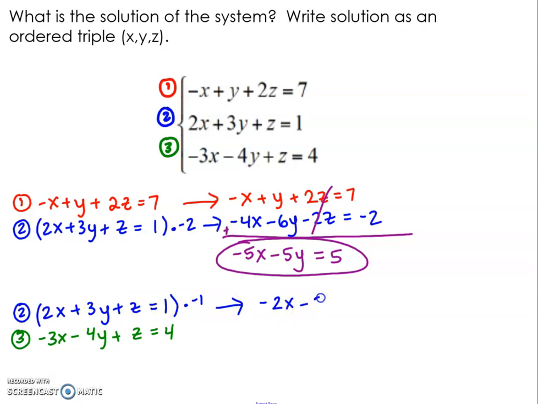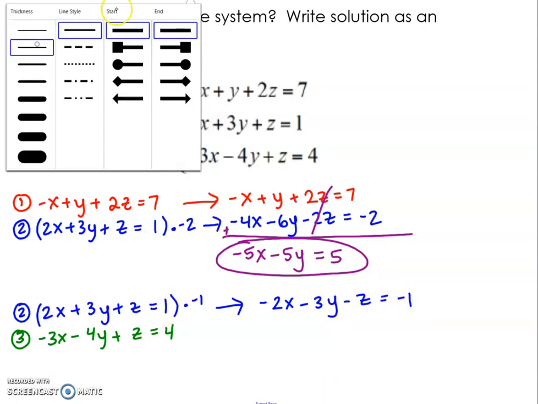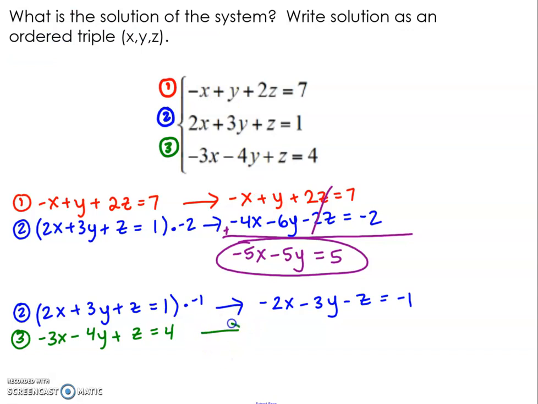3y times negative 1 is negative 3y. Z times negative 1 is negative z. And then 1 times negative 1 is negative 1. The second equation, I'm not going to do anything to that. I'm just going to leave it exactly the same. So negative 3x minus 4y plus z equals 4.